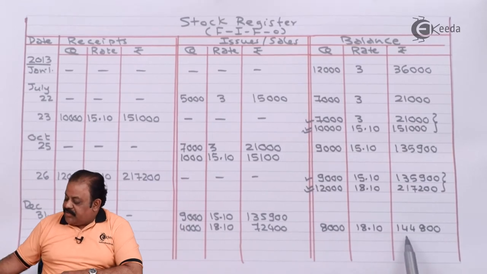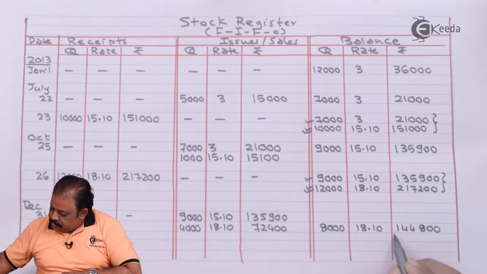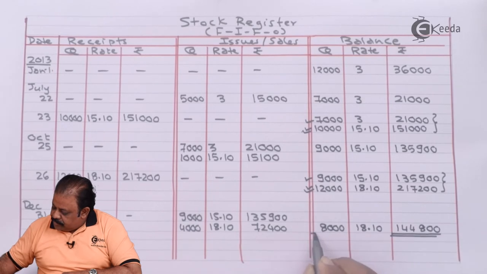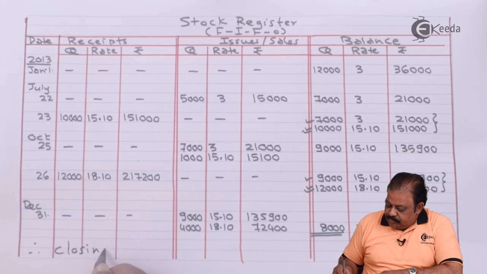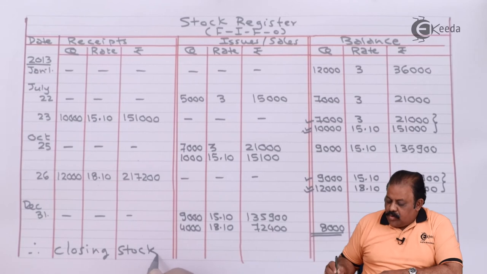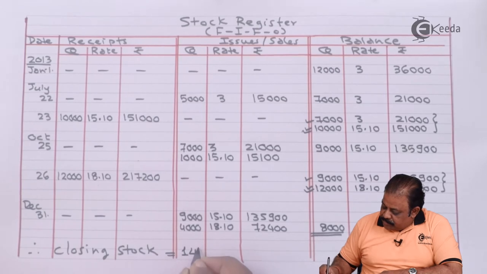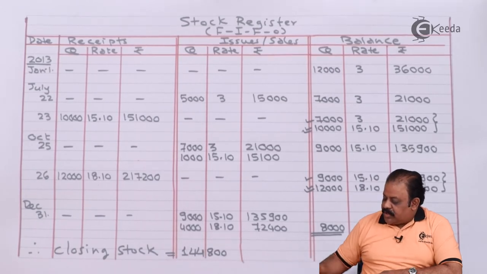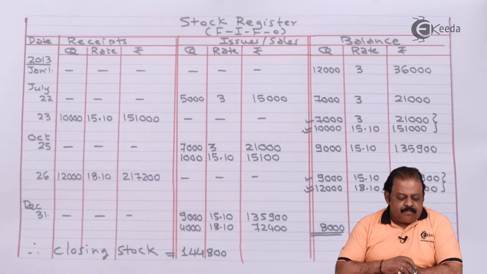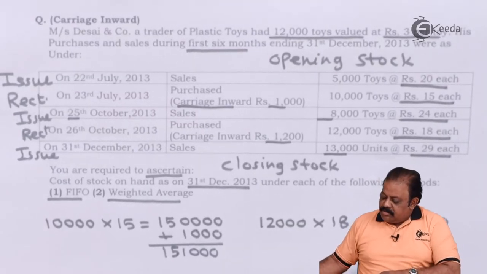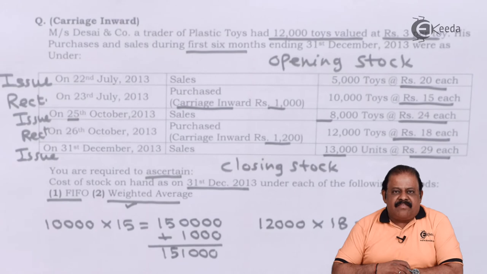So it comes to 1,44,800. Thus, closing stock as per FIFO method ₹1,44,800 having units 8000. This we have solved as per FIFO method. In question, they have said to solve as per FIFO and weighted average. So next we'll be solving the same question as per weighted average method.